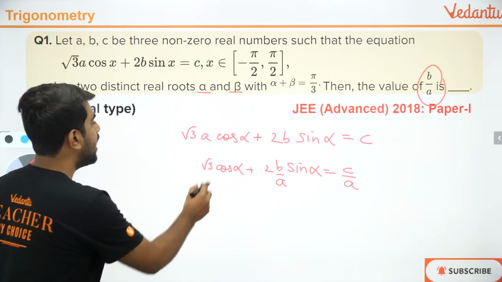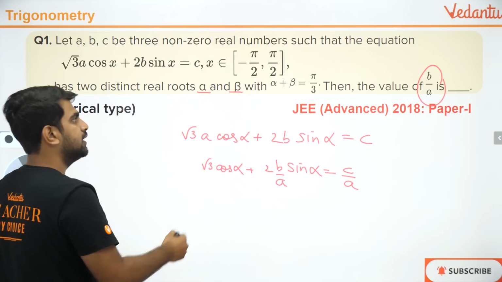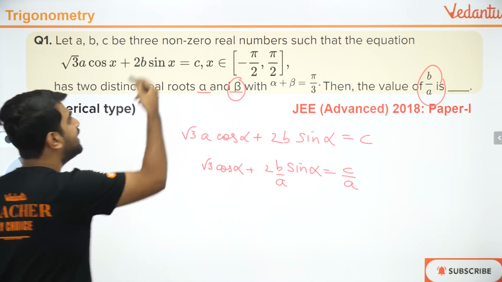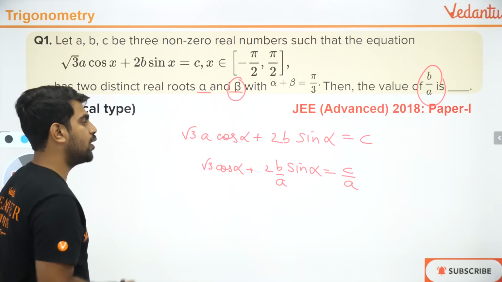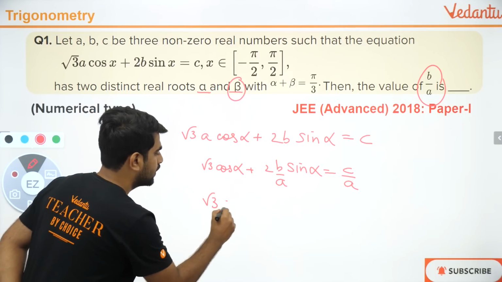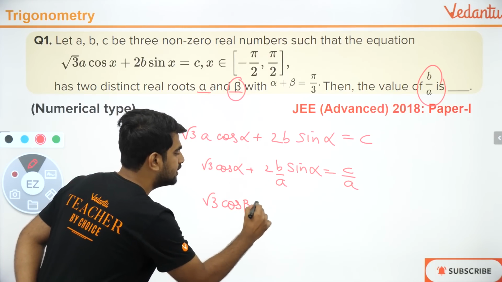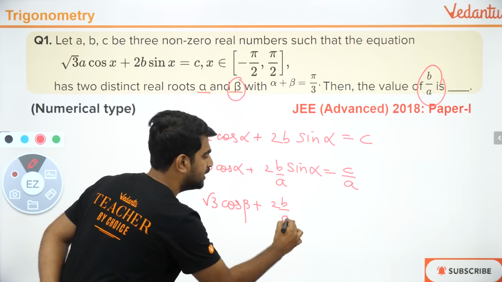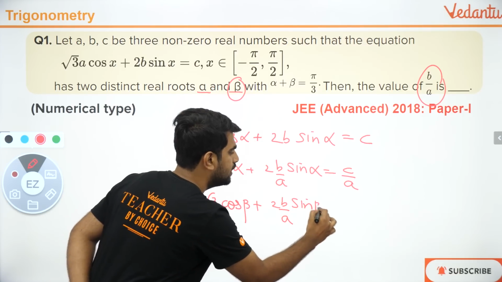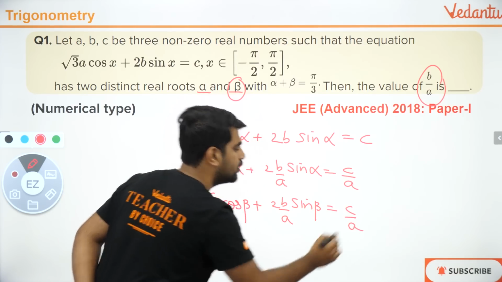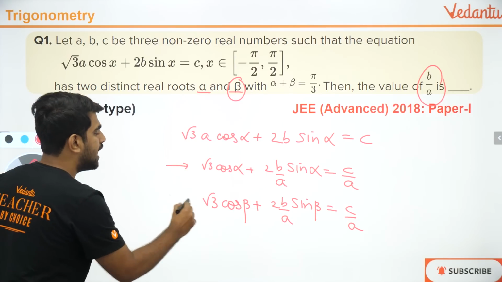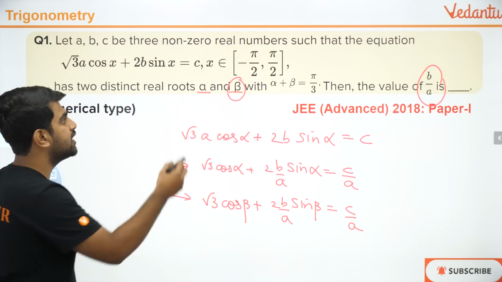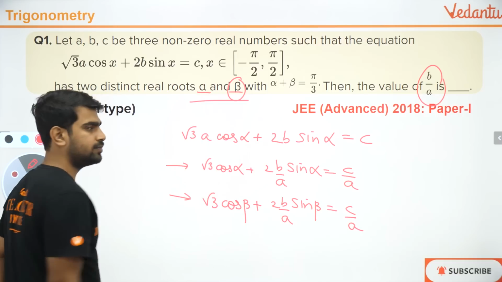Now, alpha is a root, so I got this. Similarly, if I substitute beta, please don't write it again. Beta will also follow the same thing. So beta also will give you a very similar expression. Let's try to have both of them together over here. Now I understood and executed the question until here.